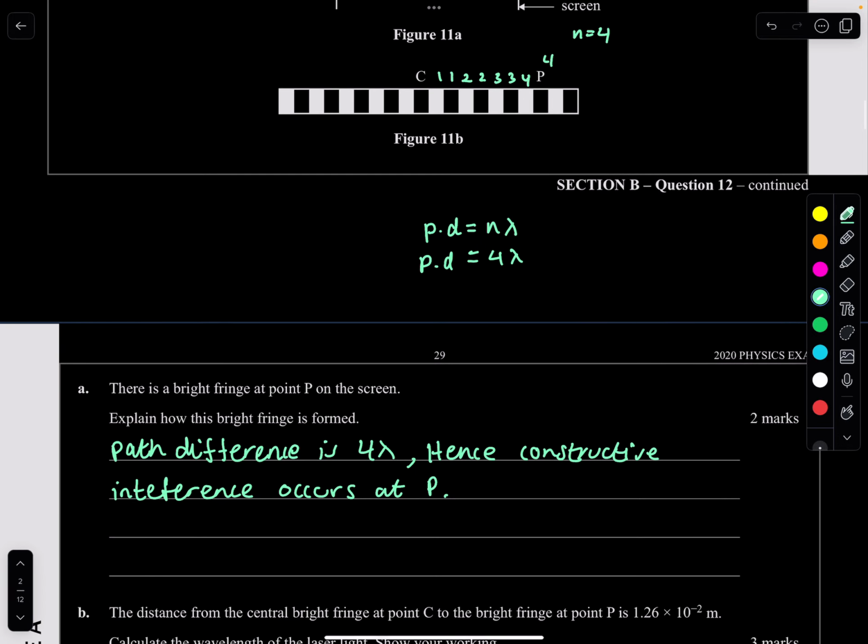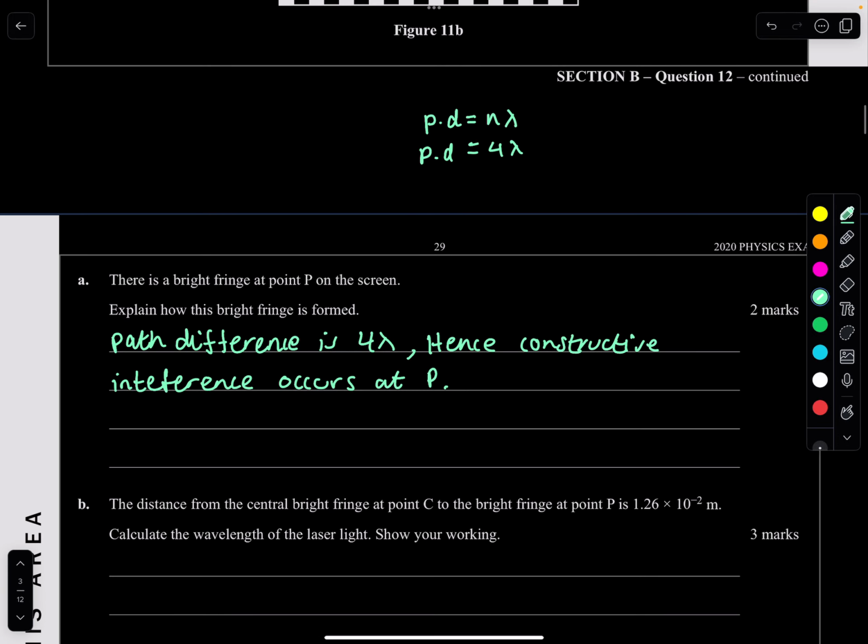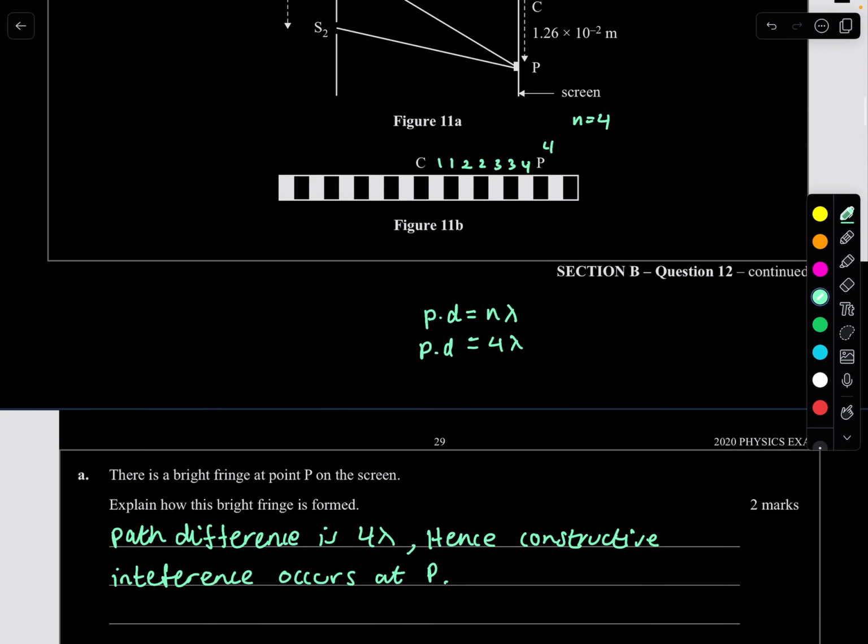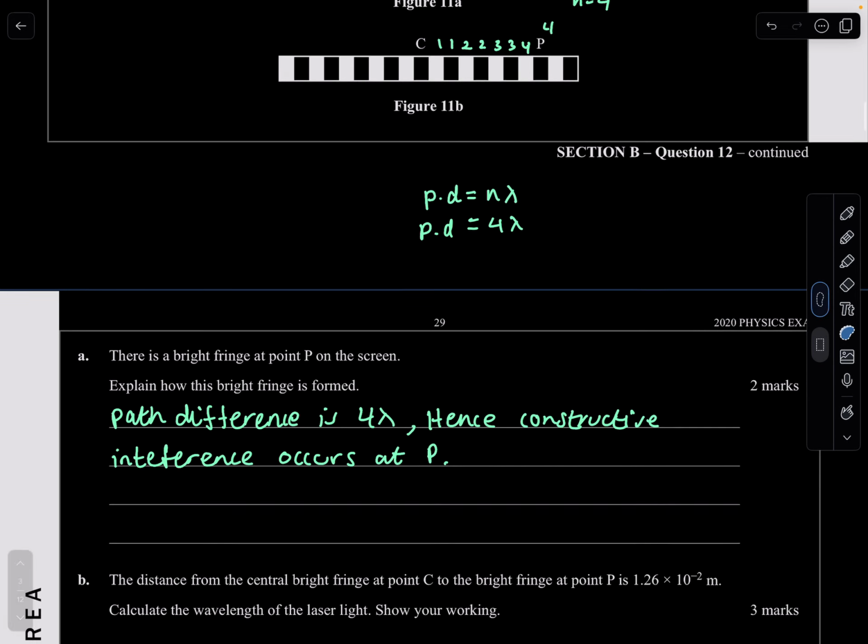Nice. So path difference is 4 lambda. That's all you need. You don't need to go deeper. You always talk about the path difference. So it's an integer multiple, hence constructive interference occurs at point P. Beautiful. Alright, that looks good.